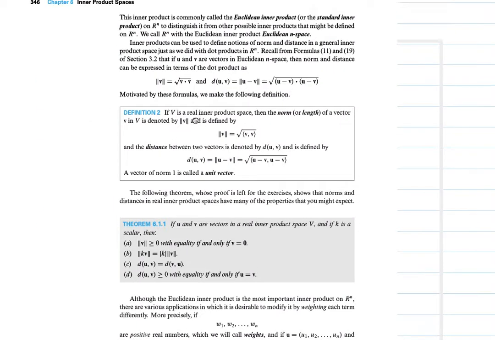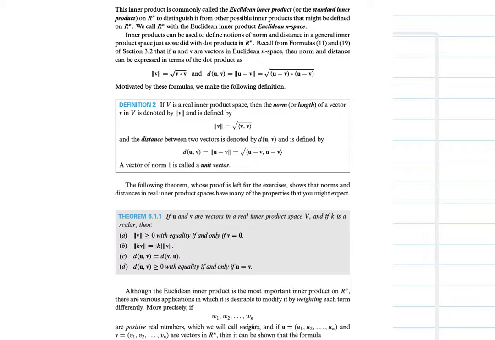Now, this inner product is commonly known as Euclidean inner product or the standard inner product on Rn.